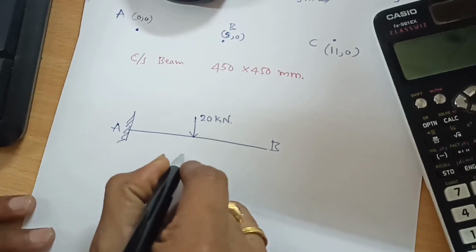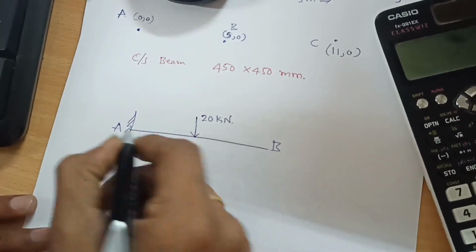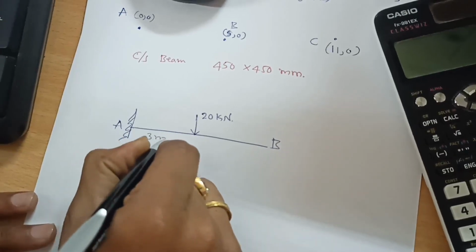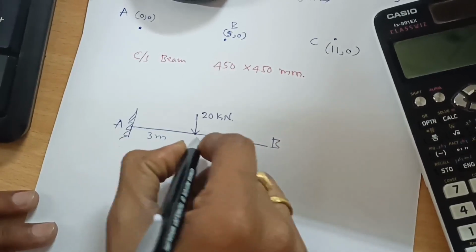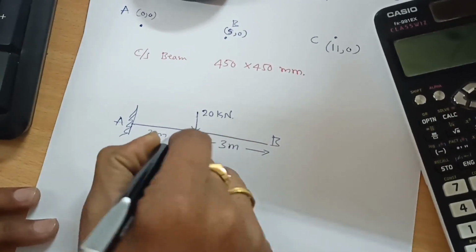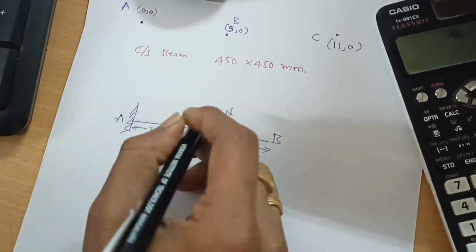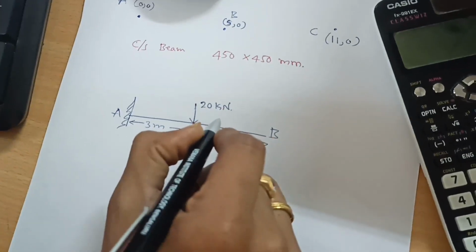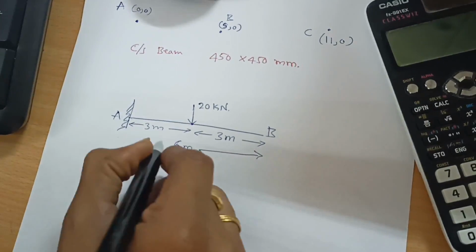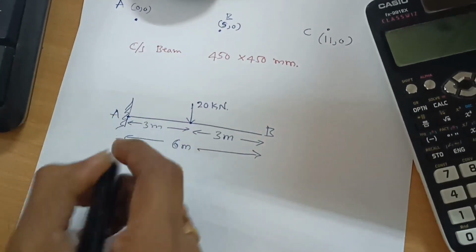6 meter. Similarly, the point load is acting at the center of the cantilever member, that is 3 meter from A to the point load, and similarly 3 meter from the other free end. So consider our cantilever member is subjected to a 20 kilonewton force at a distance of 3 meter from the free end. This is our condition. Here, this is the origin I am going to consider.